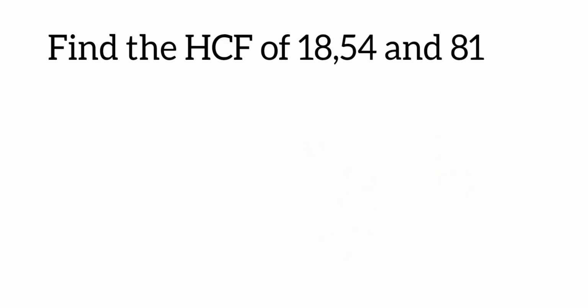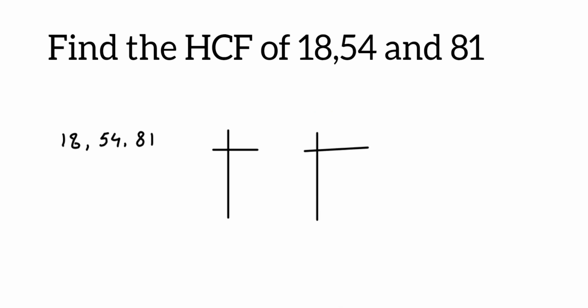So here we have 18, 54, 81. So same thing again, we're going to do a prime factorization of all the three numbers. So draw a vertical line and horizontal line like this.